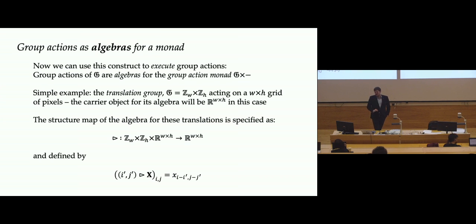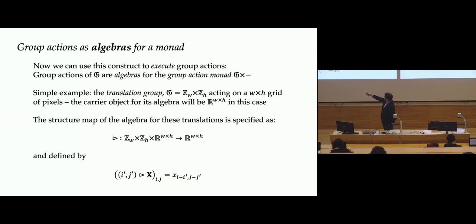And now, using this construct, we can actually execute group actions. So, specifically, group actions of a symmetry group G are algebras for the group action monad G times blank. And let's show this with a simple example, going back to convolutional neural networks. Let's assume we're looking at the translation group. So our data are images, and we are shifting them in the x and y coordinates, so in the first and second dimension. So our symmetry group is cyclical shifts, and they can be defined using two integers, one telling you how much you're shifting in the first axis, the other one telling you how much you're shifting in the second axis. And the carrier object, so the object we're acting on, is just a grid of pixels. So it's real numbers of width times height, right? So this is our A object for the algebra.